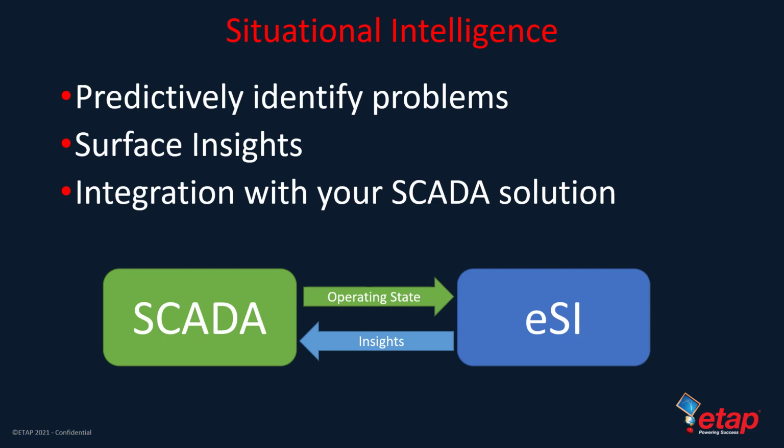First, ESI predictively identifies problem areas before the operator takes a given action. This gives you the confidence to take actions because we've already run these actions and know how the system will behave. Additionally, ESI can provide unique insights about your system, highlighting problem equipment and areas of the network which could benefit from maintenance or upgrades. Lastly, this solution is equipped to integrate with virtually any SCADA solution in the industry today.